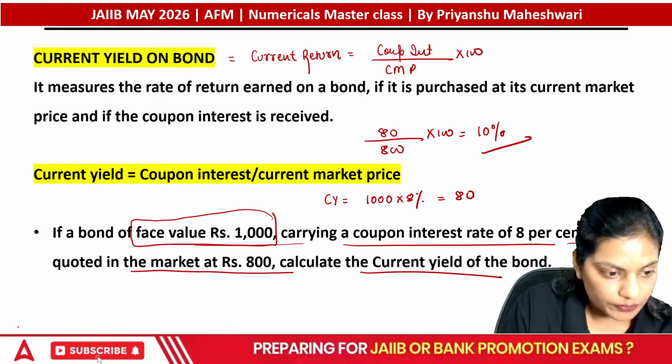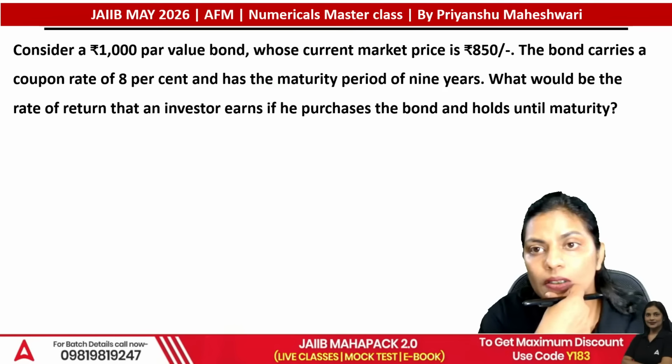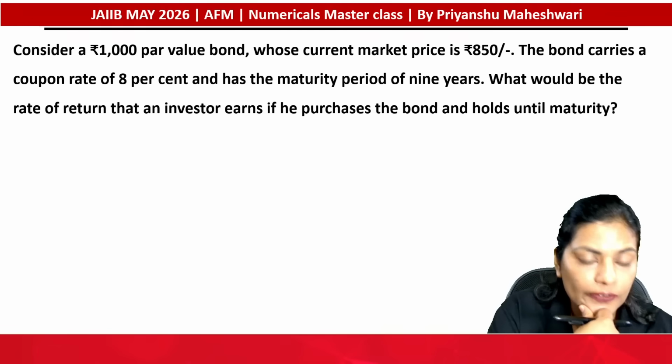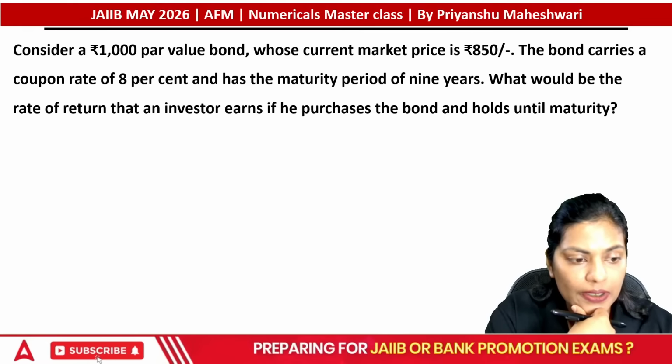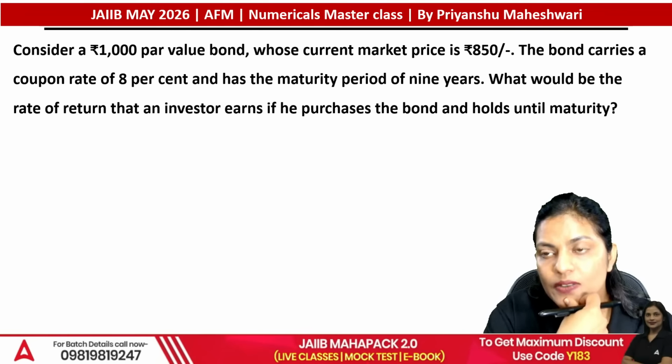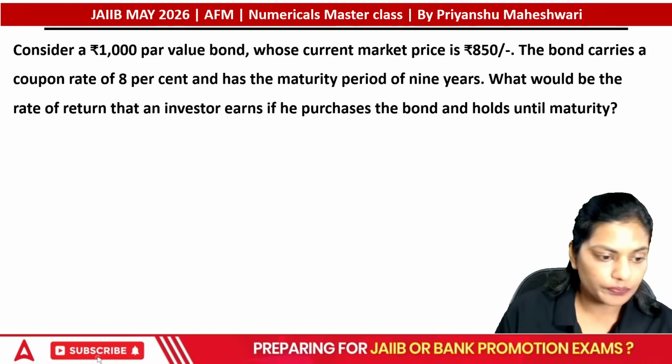Right? Then, consider a bond whose current market price is 850. The bond carries a coupon rate of 8% and has the maturity period of 9 years. What would be the rate of return that an investor earns if he purchases the bond and holds until maturity?